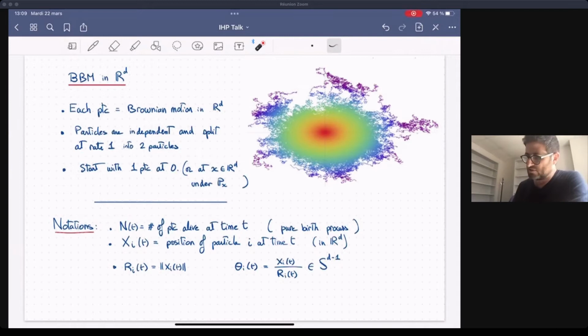So in terms of notation, N of t is going to be the number of particles alive at time t. Of course, N of t is just a pure birth process. X_i of t is going to be my notation for the position of particle i at time t. R_i of t is going to be the modulus of particle i at time t, so the distance to 0. And theta_i of t is going to be the direction of this particle. Okay, so it's a point on the unit sphere. Is it clear?